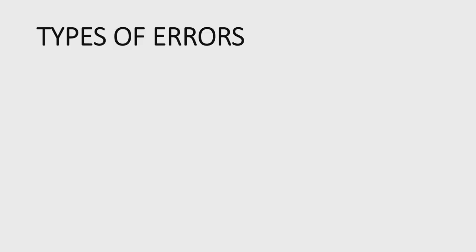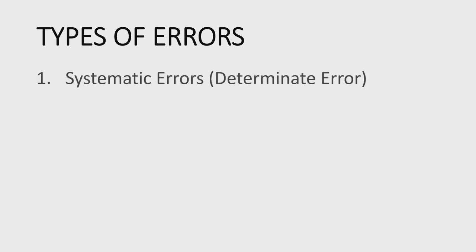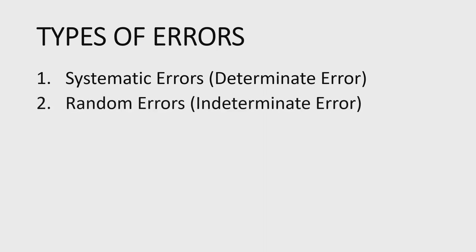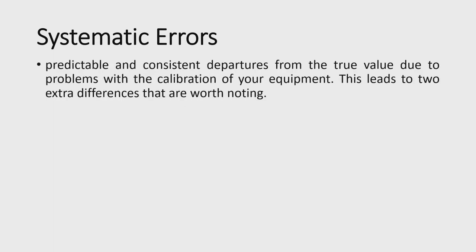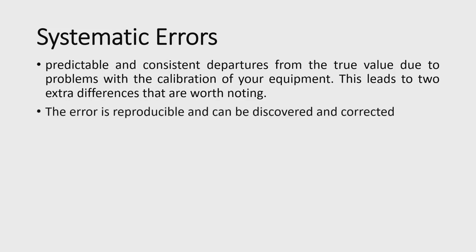Now we have types of errors that we'll be encountering in doing measurement. The first one is systematic errors, or the determinate error. And the second one is random errors, or the indeterminate error. What are systematic errors? Usually, these are predictable, consistent departures from the true value due to problems with the calibration of your equipment, and this leads to differences in your measurement. Obviously, the error is reproducible and can be discovered and corrected.